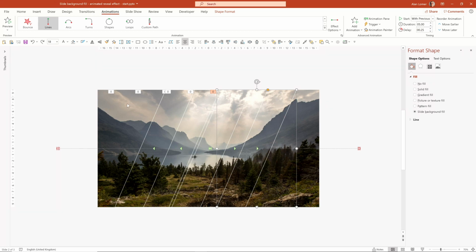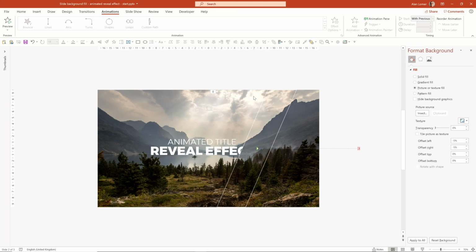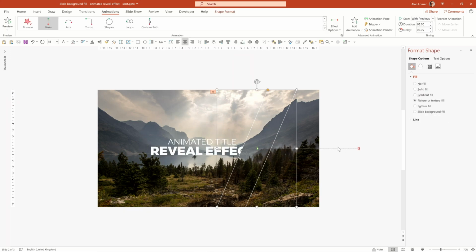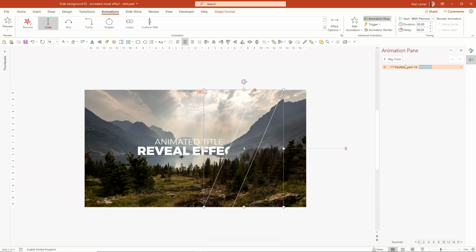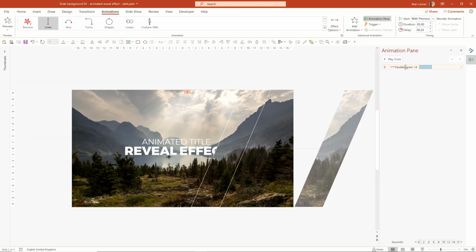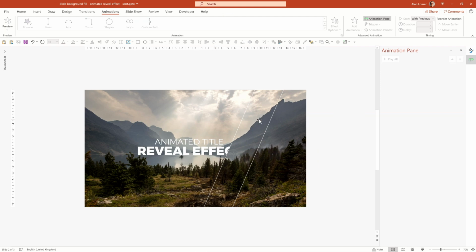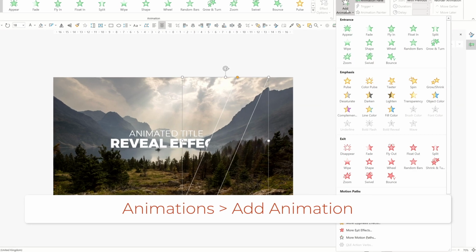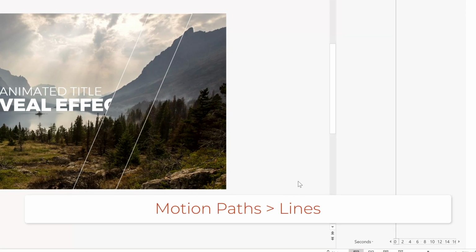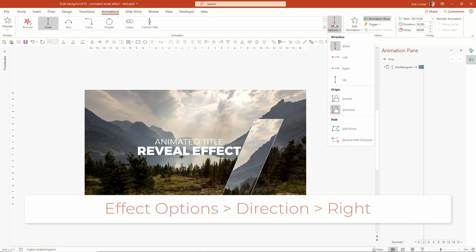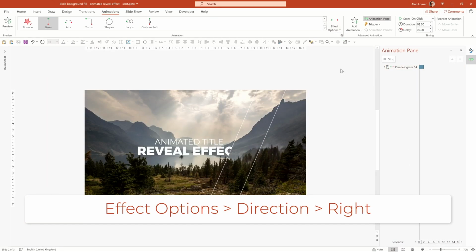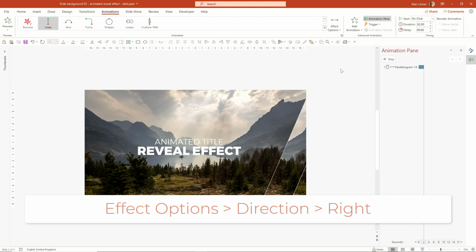And to do the animation, I will just temporarily remove everything but one of them, just so you can clearly see how I do the animation. And you can go to Add Animation, Line, and then you select it to go the direction you'd like, which in this case is to the right.